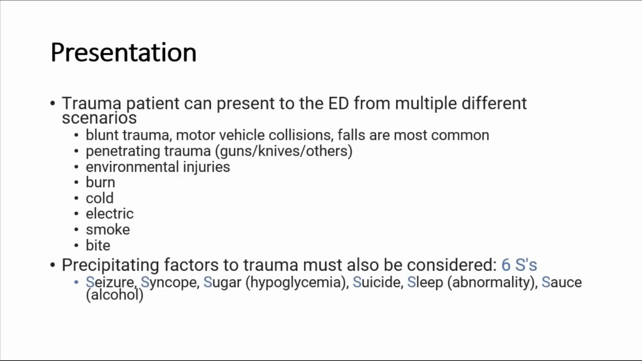A trauma patient can present to the ED from multiple different scenarios. Blunt trauma, motor vehicle collisions, and falls are most common. Penetrating trauma from guns or knives, and environmental injuries, burn or cold, electric, smoke, or bite. Precipitating factors to trauma must also be considered, the 6S: seizure, syncope, sugar (hypoglycemia), suicide, sleep abnormality, and sauce for alcohol.